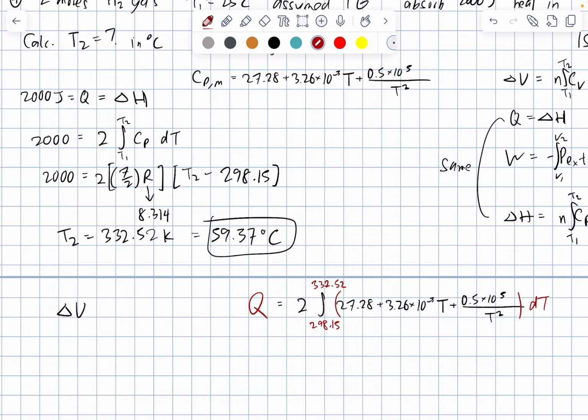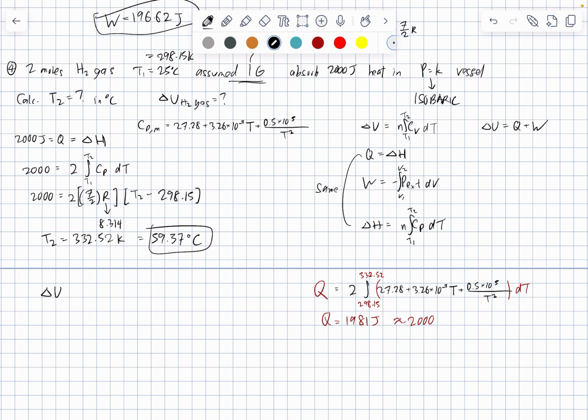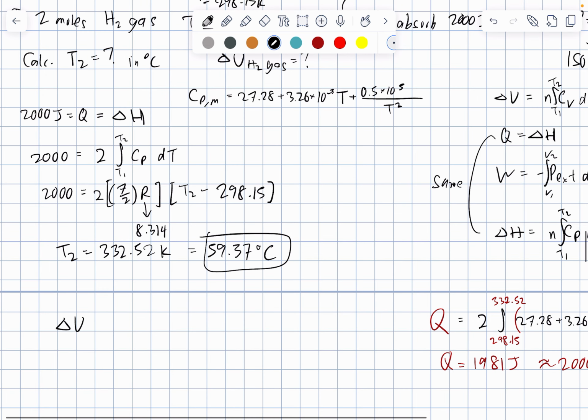So the calculator said that it's 1981 joules. It's not exactly 2000, but it's an approximation. So I don't know if that's going to be acceptable. That's the thing, because I think there's another way, a more accurate way of solving this problem.